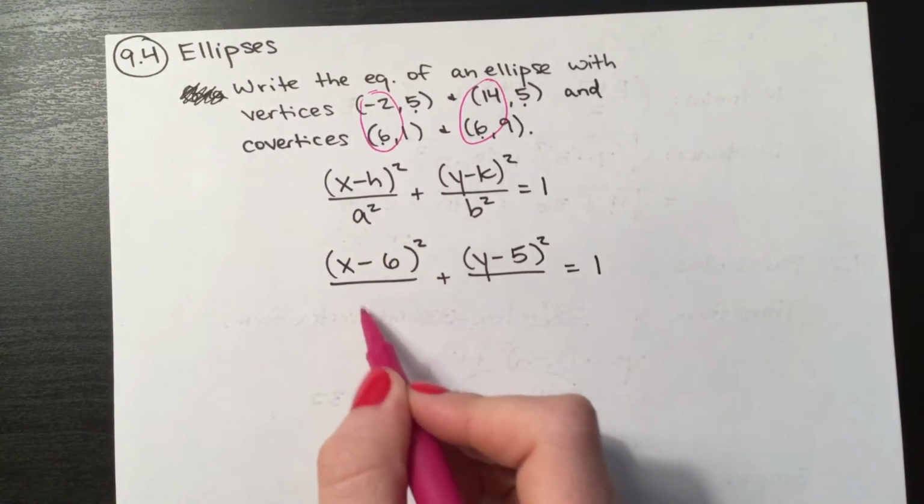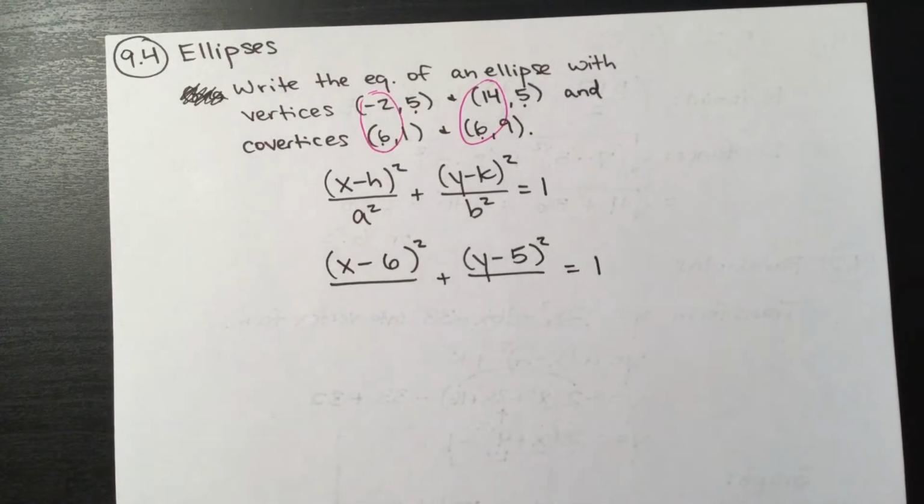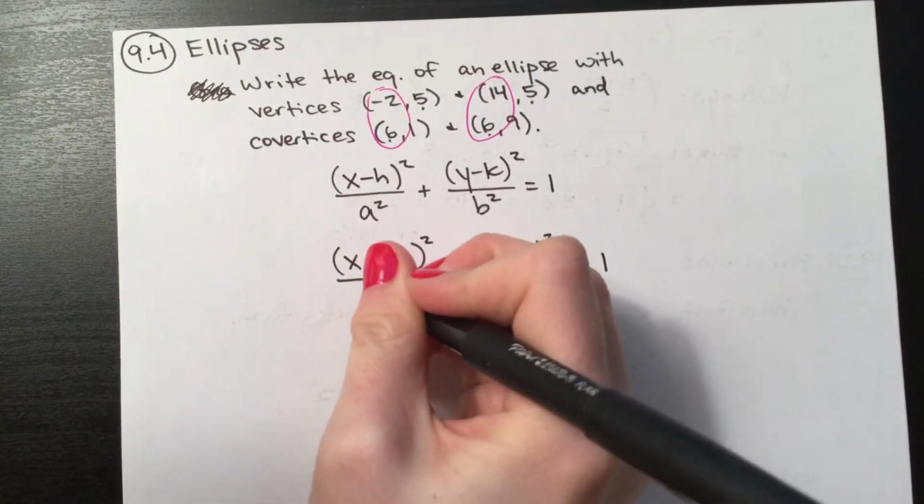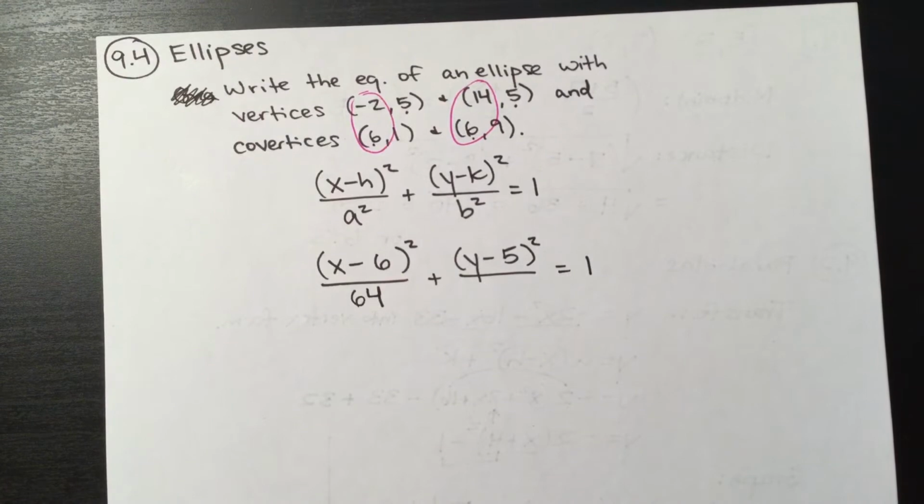That means this number should be 8 squared. So this is going to be 8 squared, which is 64. All right, like that. Next, I can look at the exact same thing, but with the y's.